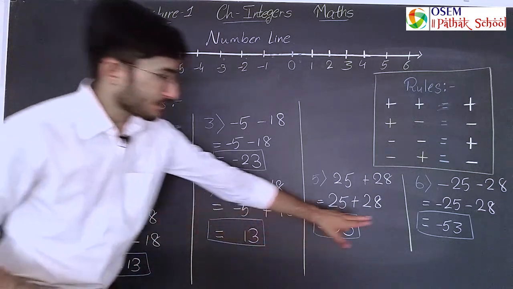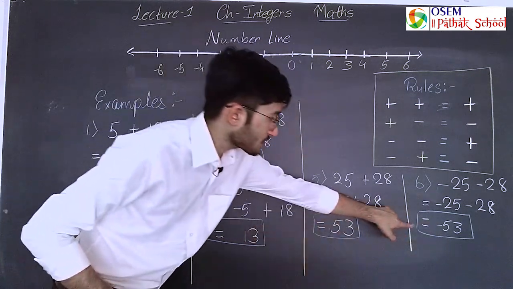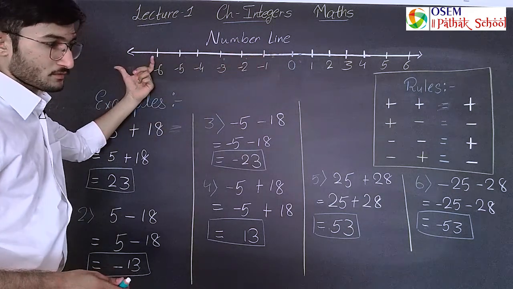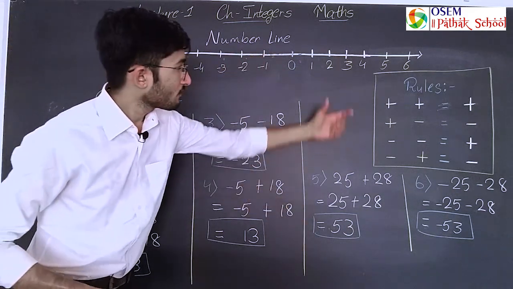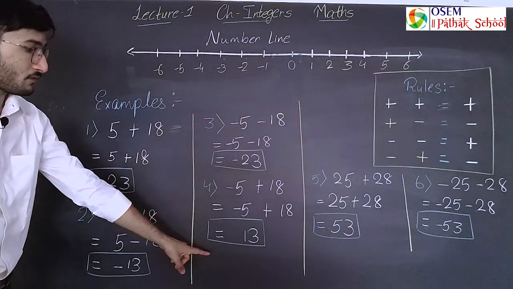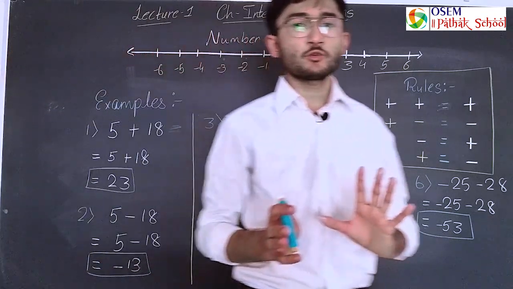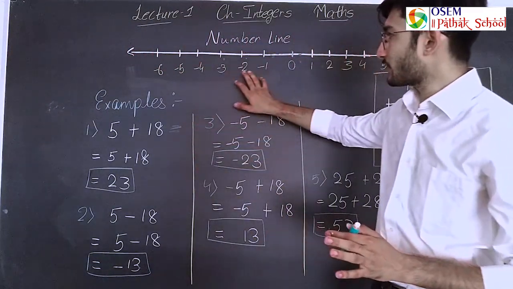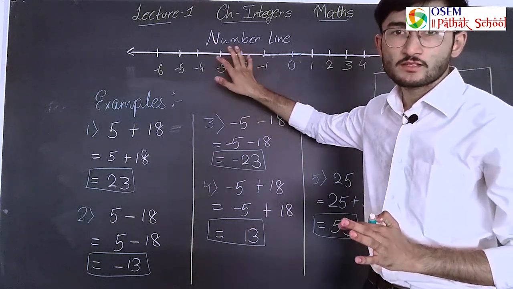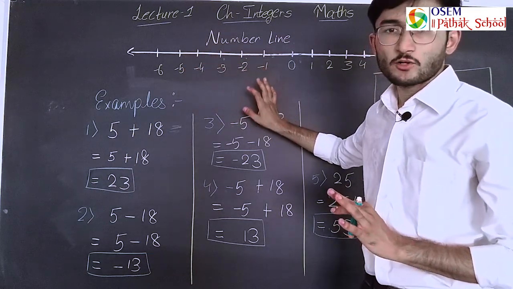See, minus 53 and plus 53. This minus 53 will lie on the left side of the 0. This positive 53 will lie on the right side of the 0. Same for each and every one. You can draw the number line and represent your answers accordingly. Here there is no need to take a gap of one number. You can take a gap of 5 numbers, 6 numbers, 10 numbers, and so on. Okay, and you can draw the line accordingly.